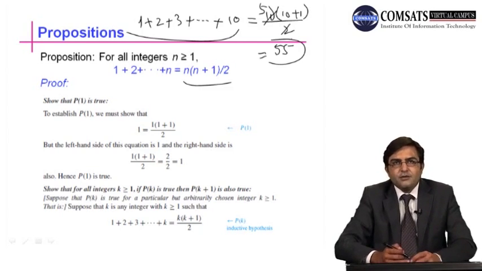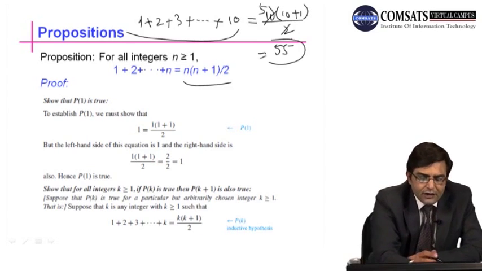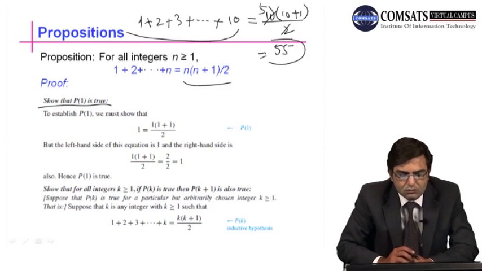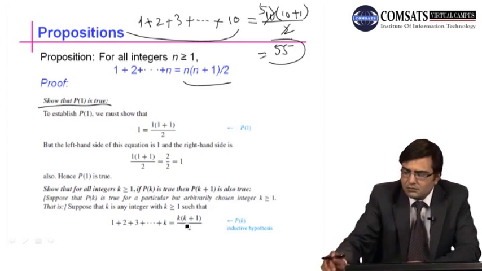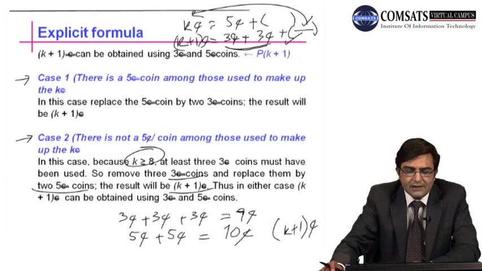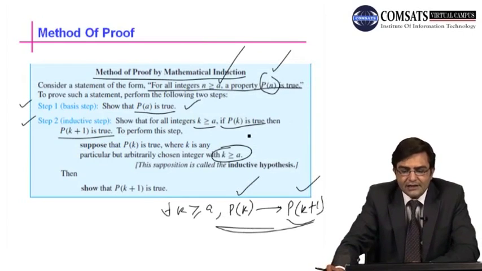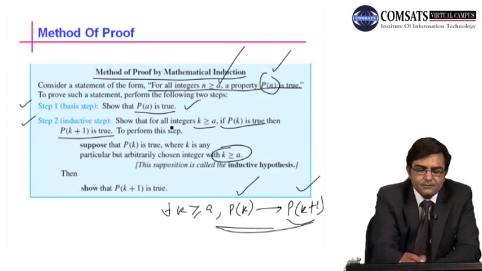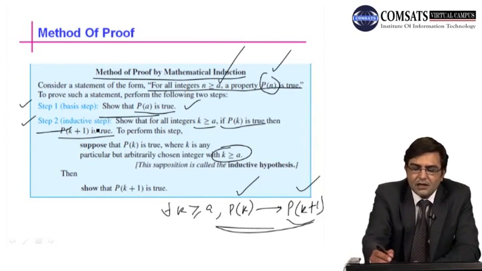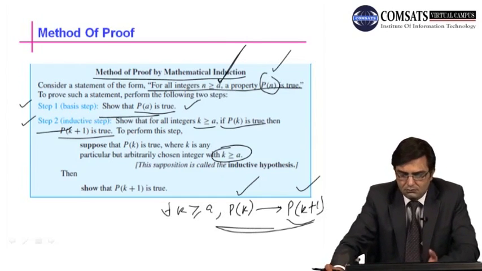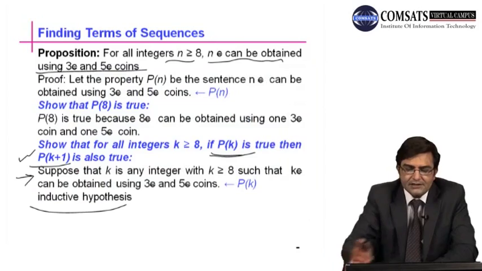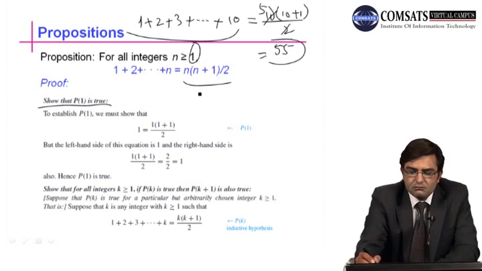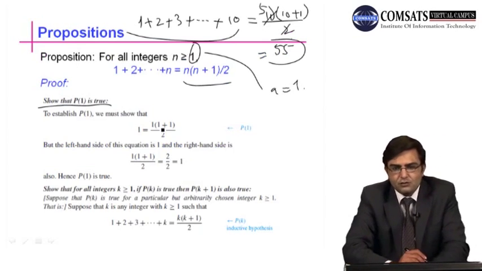We have to prove this property. First we have to show that P of 1 is true. In the principle of mathematical induction, for all integers n greater than or equal to a, the property P of n is true. To prove this, we prove the basic step and then the inductive step. In the basic step, we prove it for the starting integer. Here the starting integer is 1, so a is 1. So we have to prove P of 1 is true.